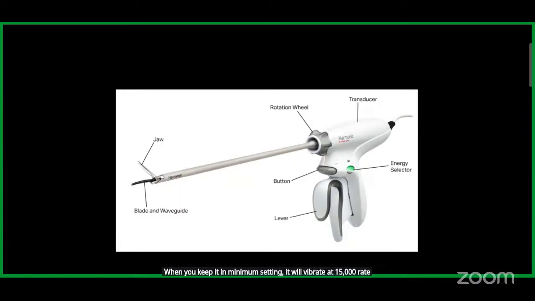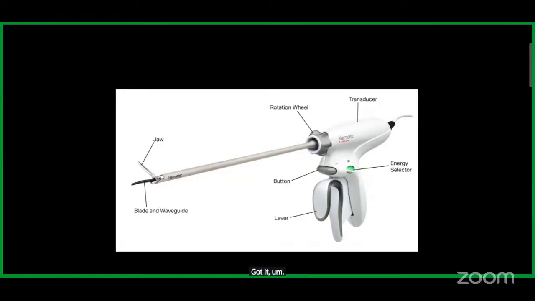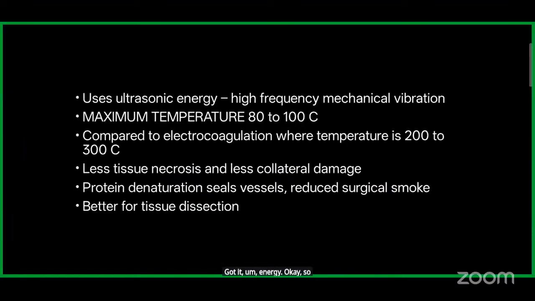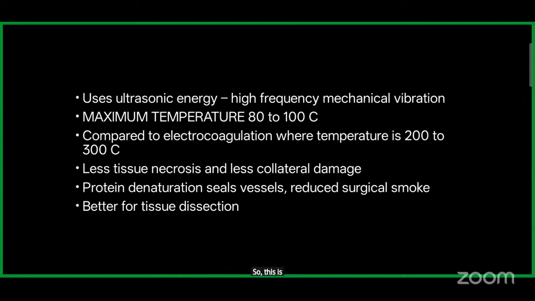When you keep it at maximum setting, it can vibrate at 55,000 rate. You can see the lever for grasping the tissue. You can also see the button for activating the energy. The maximum temperature here will only be 80 to 100 degrees centigrade, whereas when you compare it to the electrosurgical devices, the temperature will be 200 to 300. So you can understand there will be less tissue necrosis here and less collateral damage. So this is very much better for tissue dissection.